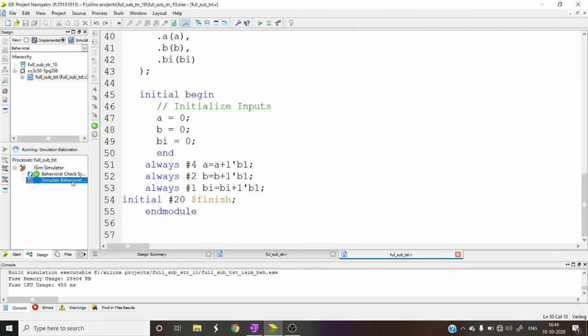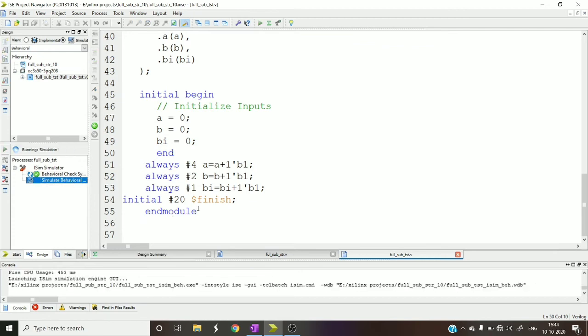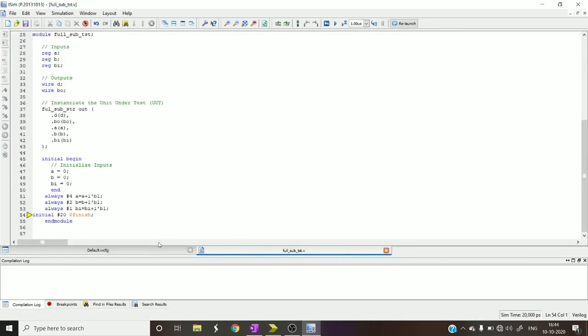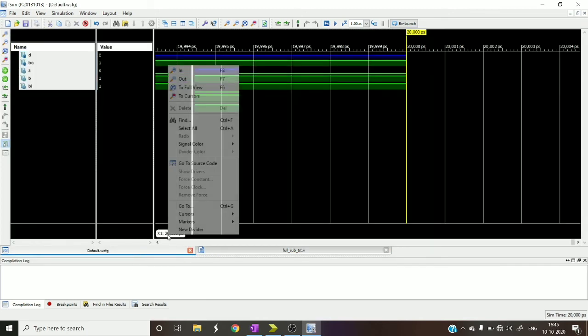So let me check the behavioral. Here I didn't write that $monitor statement, so you cannot see the output combinations in the console window. I explained that in tutorial 10. Please watch that if you haven't seen. Tutorial 9, I guess. Sorry, this is tutorial 10, right? So let me show you the waveform.